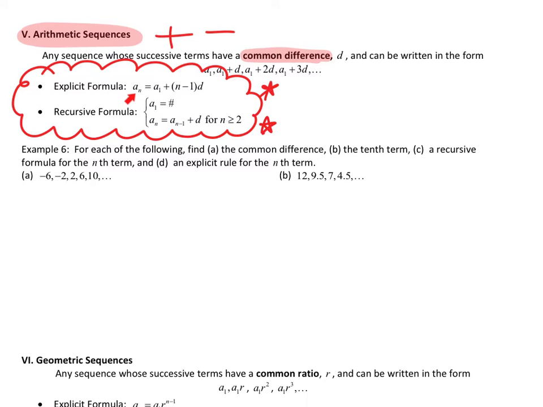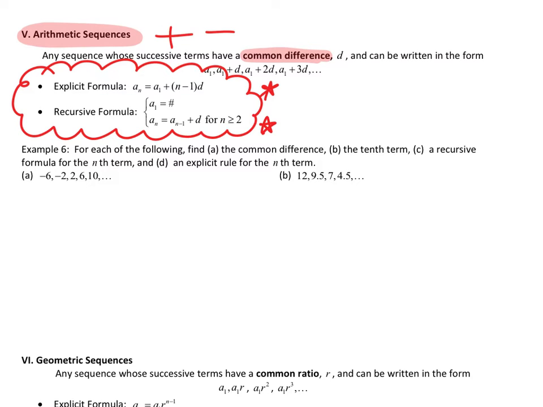Now, the explicit formula says any number in this sequence can be found by starting with the first term and adding one less than the term number times that common difference. A recursive formula has two parts. We have to give the first term, so you have to tell me what the first term is. And then you say any term after that is found by taking the previous term and adding that common difference, for any n greater than or equal to 2. That part is always just tacked on at the end.